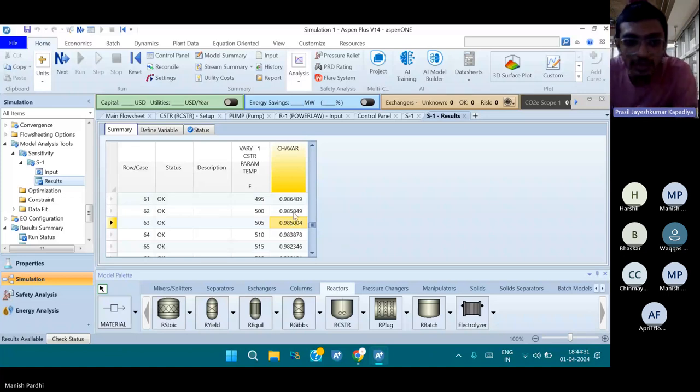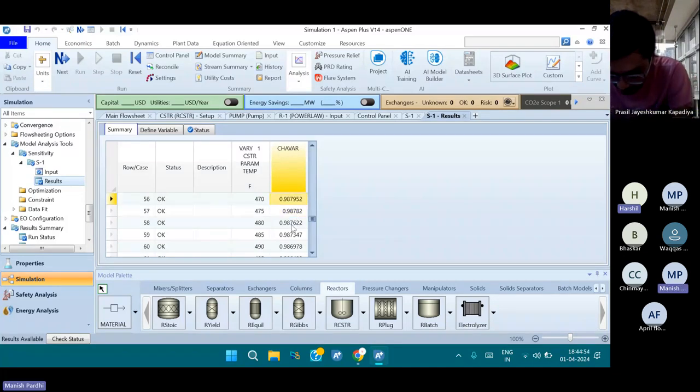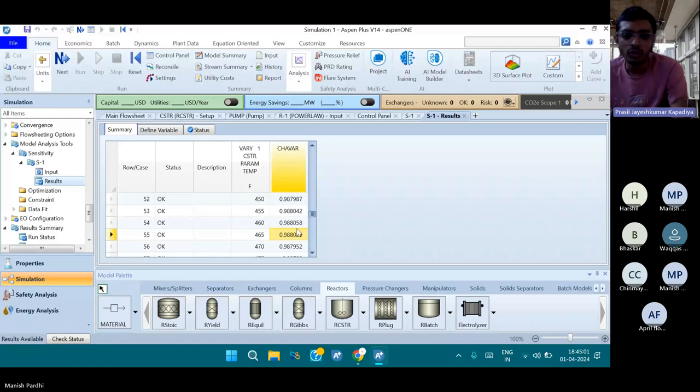Okay, Harshil, can you tell us at what pressure you are getting the maximum? While doing pressure, I have an error. I'm trying to change this variable limit for the start point and end point of the pressure. Earlier it was 500 to 600, but the unit is bar by default. I cannot change the unit.